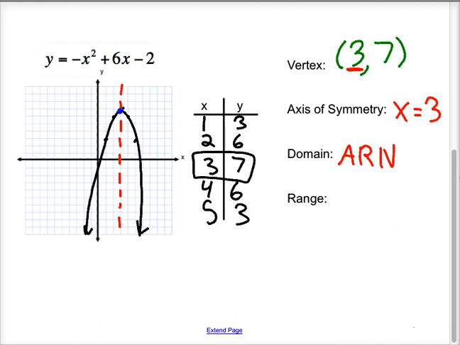For my range, I'm starting at that 7. Okay, I'm starting thinking of y values, but this time notice all my values are less than that 7. So when we're dealing with the y values, if all my y values are less than or equal to that 7, that is how I'm going to notate the range. y is less than or equal to that 7. And again, that's always coming from the y value of the vertex.